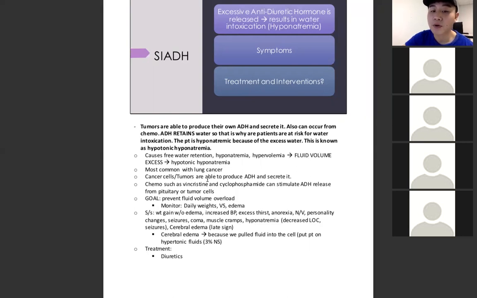Cancer cells and tumors are able to produce ADH and secrete it. Meaning that when the patient has cancer cells or a tumor, the cancer cells secrete an excessive amount of the ADH hormone, which leads to an increase in water retention. Chemo such as vincristine and cyclophosphamide can stimulate ADH release from the pituitary or tumor cells as well.